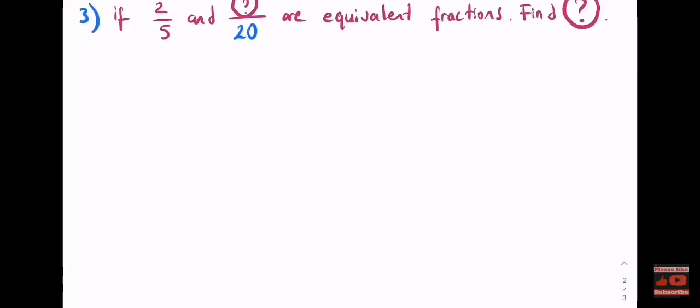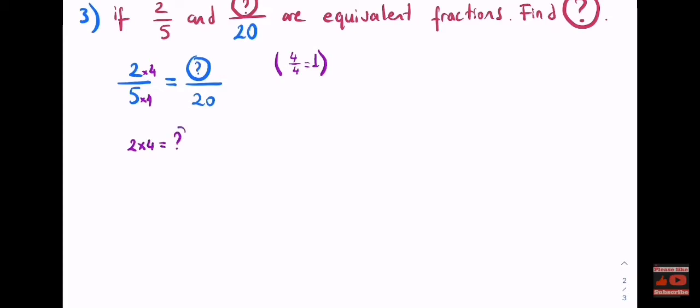Example 3. If 2/5 and question mark over 20 are equivalent fractions, find the question mark. 2/5 times 1 is going to be question mark over 20. Let's find what number we should multiply by. 2 times what is going to be question mark, and 5 times what is 20? 5 times 4 is 20. So we are going to multiply numerator and denominator by the same number. So we need to multiply by 4/4. 4/4 is 1, so the result will not change. 2/5 is equal to 8/20 because 2 times 4 is the question mark. So 2 times 4 is 8. So we can understand that 2/5 and 8/20 are equivalent fractions.